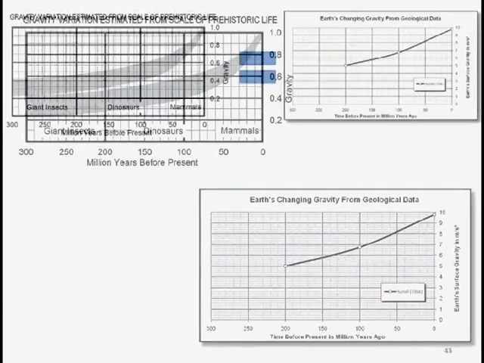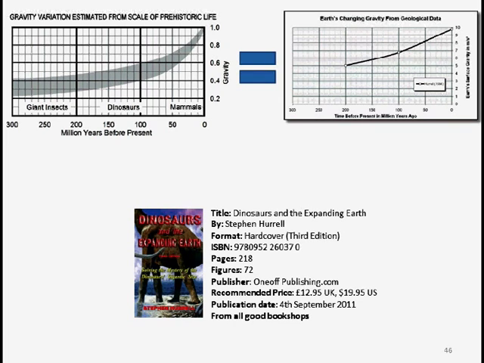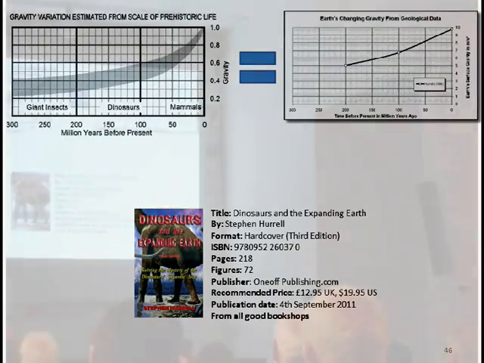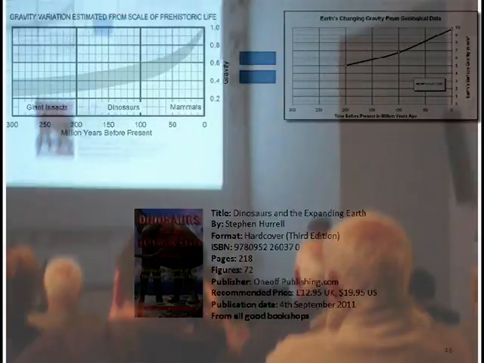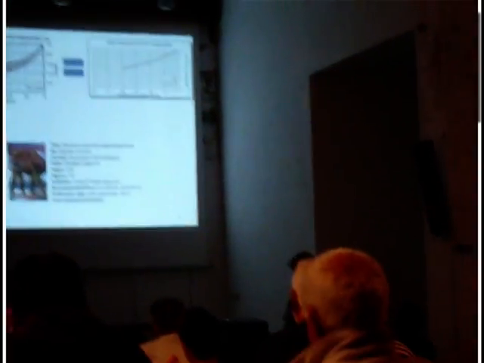There are therefore two completely independent lines of reasoning which indicate that the Earth has expanded in size and mass to increase its gravity. All these concepts are covered in much more detail in my book Dinosaurs and the Expanding Earth, which is now widely available as a 3rd edition. Thank you for listening.